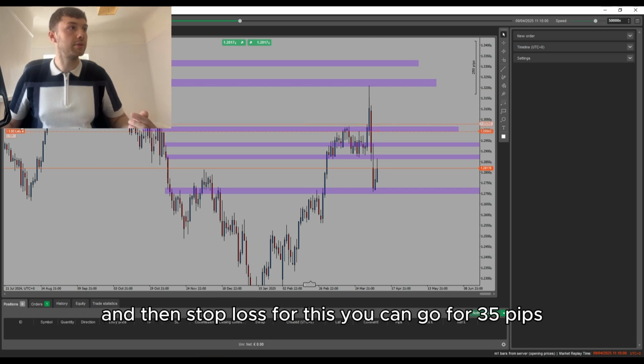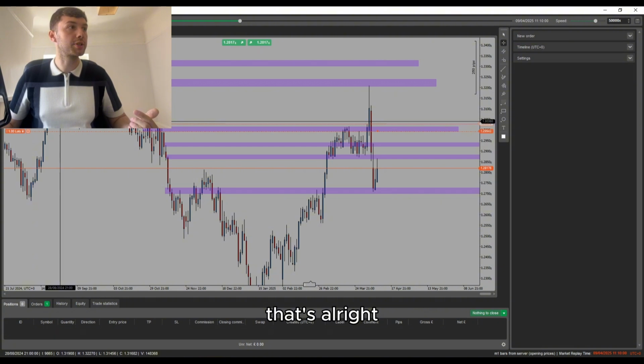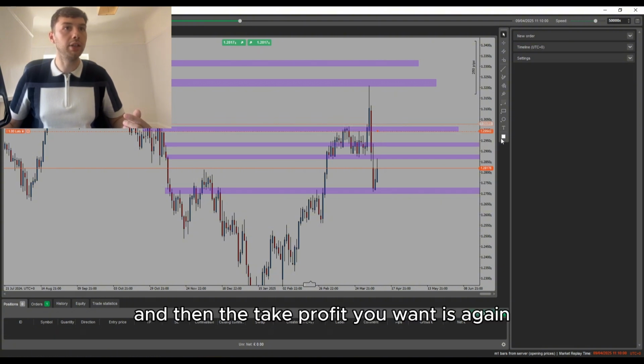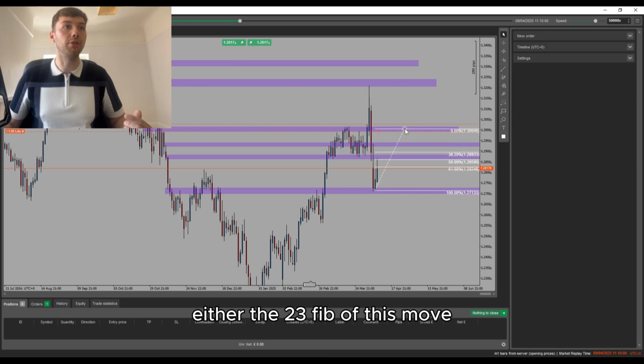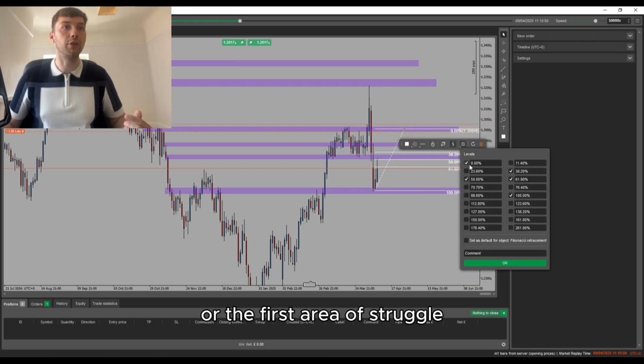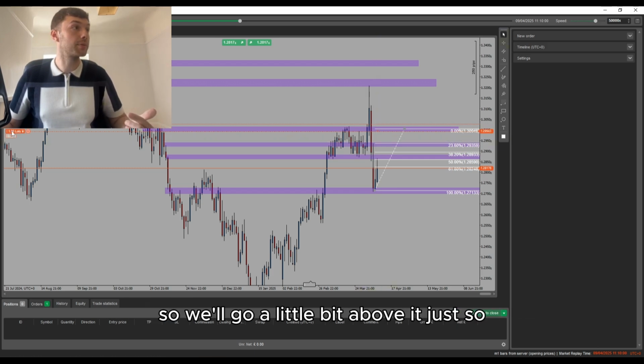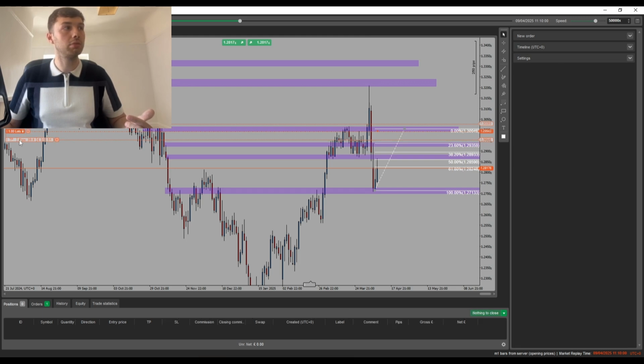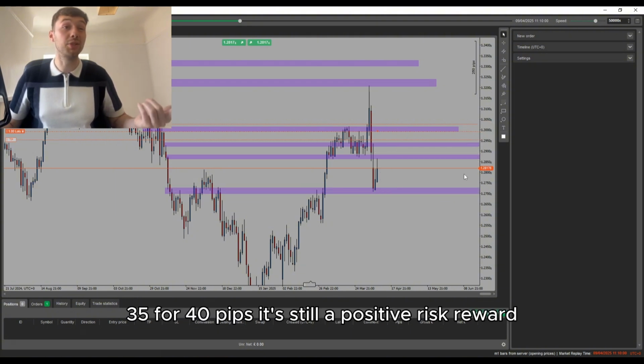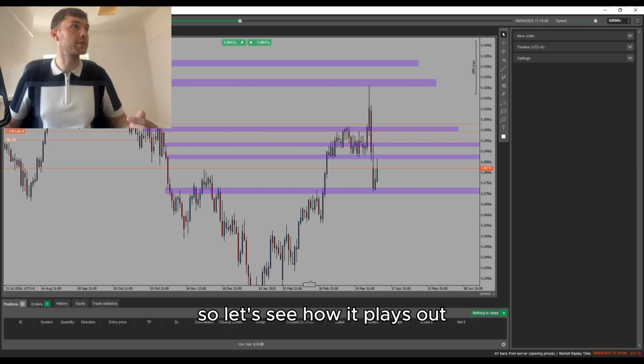And then stop loss for this, you can go for 35 pips, that's all right. And then the take profit you want is again either the 23 fib of this move or the first area of struggle, which is this wick here, which lines up quite well. So we'll go a little bit above it just so we don't miss it. So again, 35 for 40 pips. It's still a positive risk to reward, so let's see how it plays out.